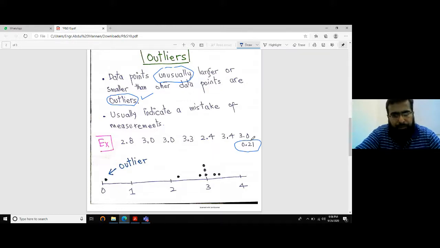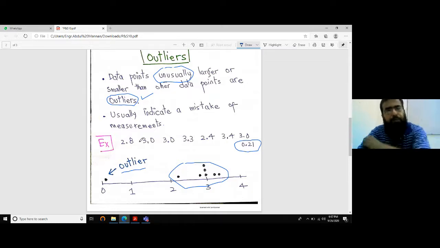So how would you identify it? If you plot this data on a dot plot, we see all the data points are very close to each other, but this data point is very far away from the rest of the data. This is very far away. So this indicates that it is an outlier. Right. So outliers are generally very far away.